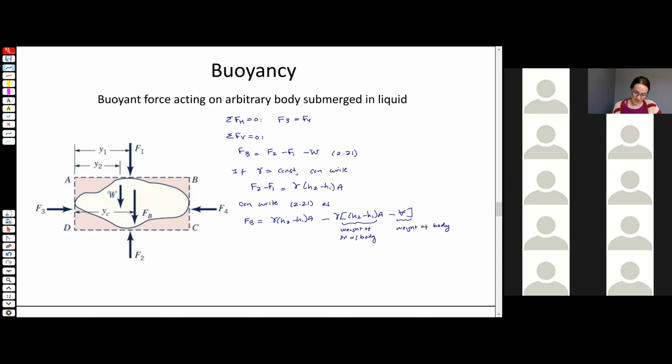Okay, and when we do that, things simplify greatly. Those first two terms cancel, and we get that the buoyant force is just equal to the specific weight times the volume of the body that's been removed from the parallelepiped, right? So we wanted the buoyant force on this arbitrary body. Here it is. It's the specific weight times the volume of the body. So it's the weight of the displaced fluid.